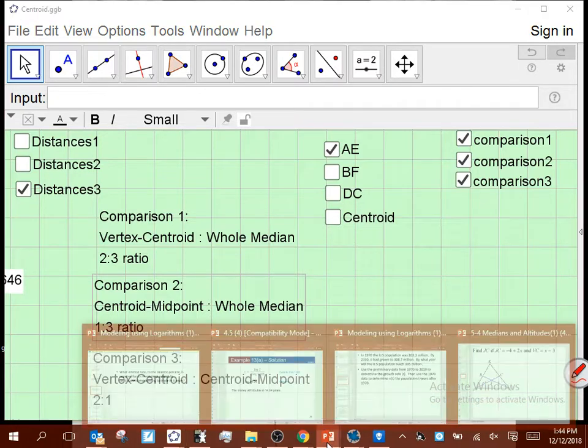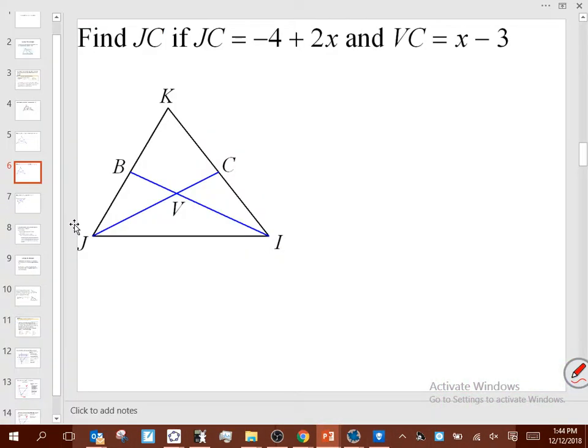Okay, so we did one example yesterday. I want to do two more today, and then I want to talk about a concept in the coordinate plane for centroids. So I'll give you a minute to write that down.